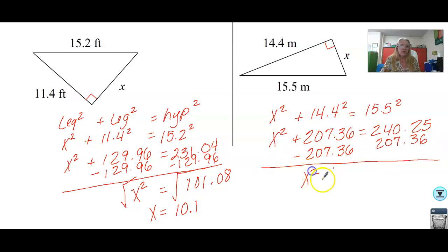Now I have x squared on the left and on the right, 240.25 minus 207.36 is 32.89. Okay, and now last step is always to take the square root of both sides. Okay, and I've got 5.73, so that's going to be 5.7 because 3 is not big enough to make 7 become 8.